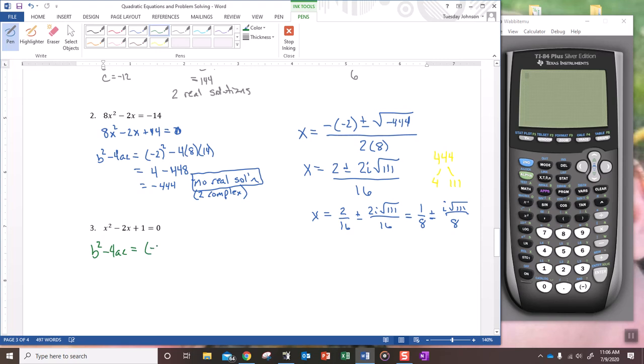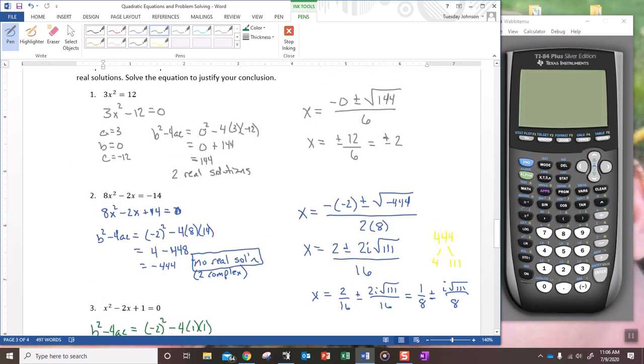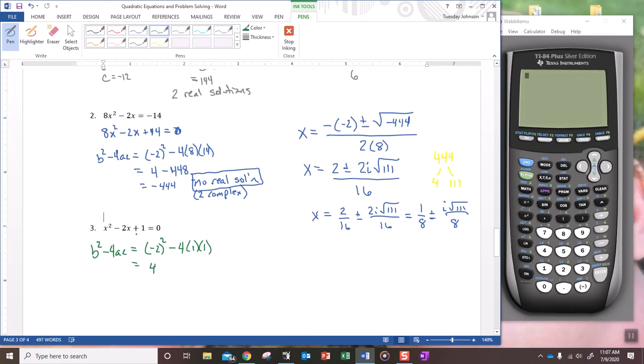B squared, so that's negative 2 squared, minus 4 times a times c. Negative 2 squared is 4. Notice how I use parentheses every time. Maybe I didn't with the 0. I didn't use parentheses on the 0. But I use parentheses to make sure that negative gets squared as well. So there should be one real solution.